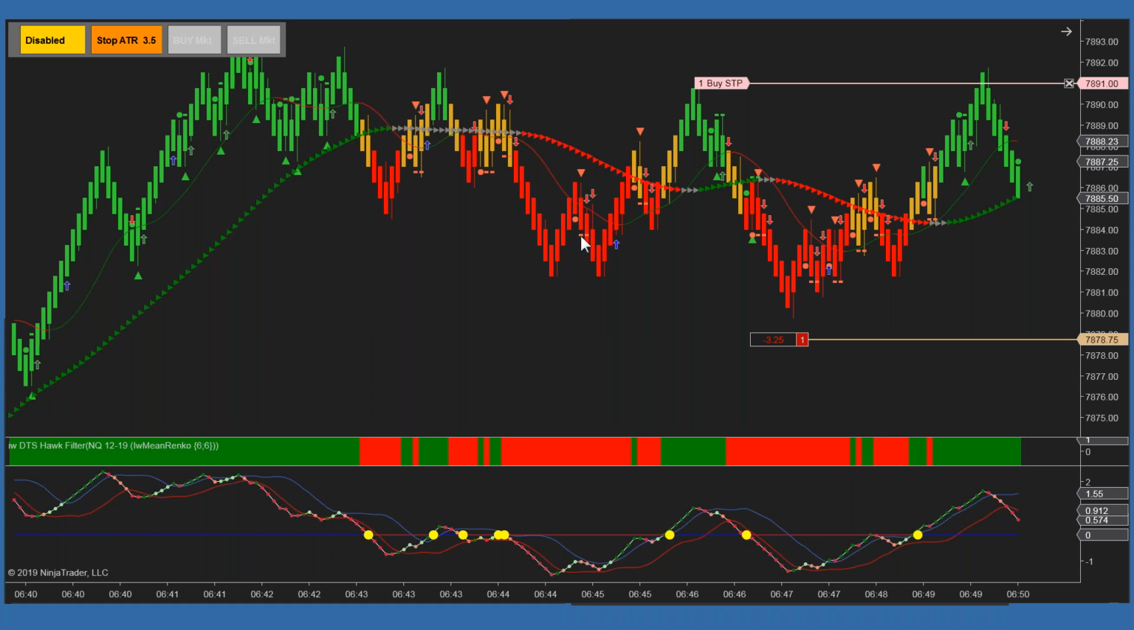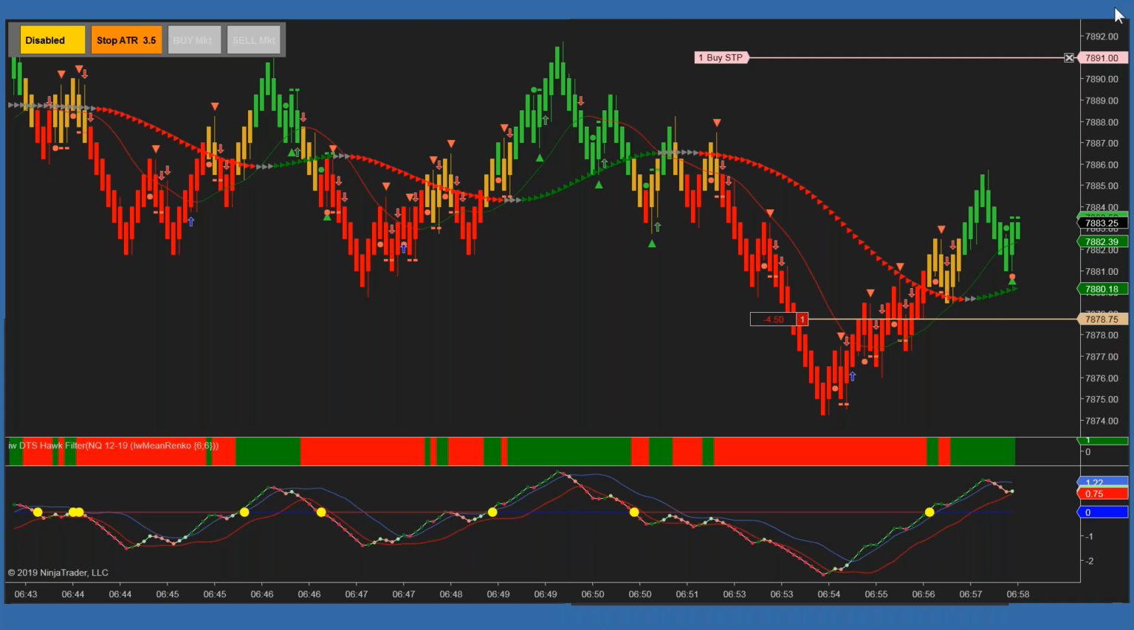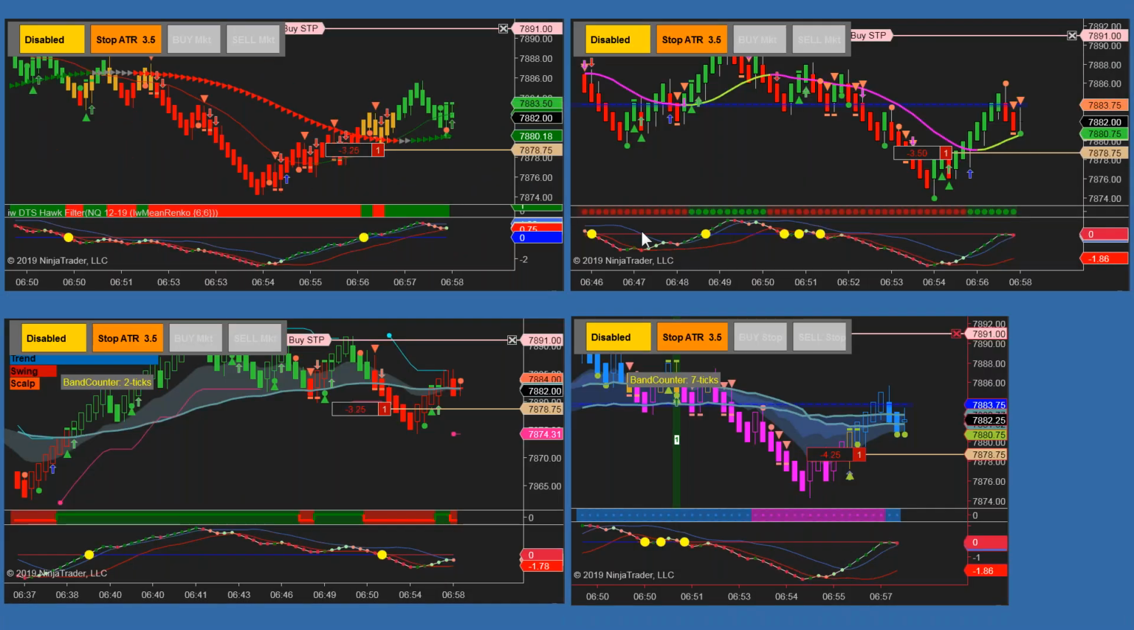Here's a first micro macro cross. Here's another one. The fact that we keep flip flopping on signals and there's no follow through is an indication that the market's just not behaving the way it's supposed to.